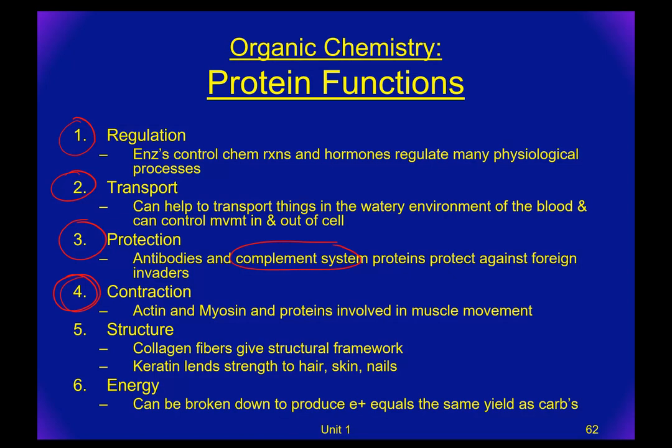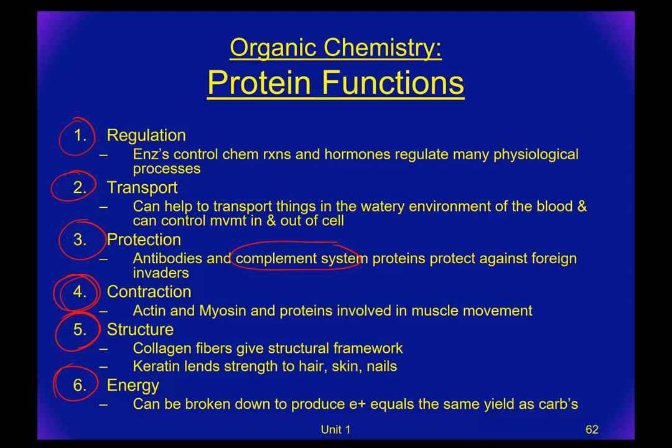So actin and myosin are protein fibers that basically crawl on each other. And when one crawls on the other, it makes your muscles shorter. And when it lets go, your muscles relax and they lengthen. But that ability to crawl and use kind of leverage to get that muscle to shorten is actually a protein function. Structurally, they are also the collagen fibers that help to make our tissues more stable. Keratin that gives our hair and nails strength is another type of protein.